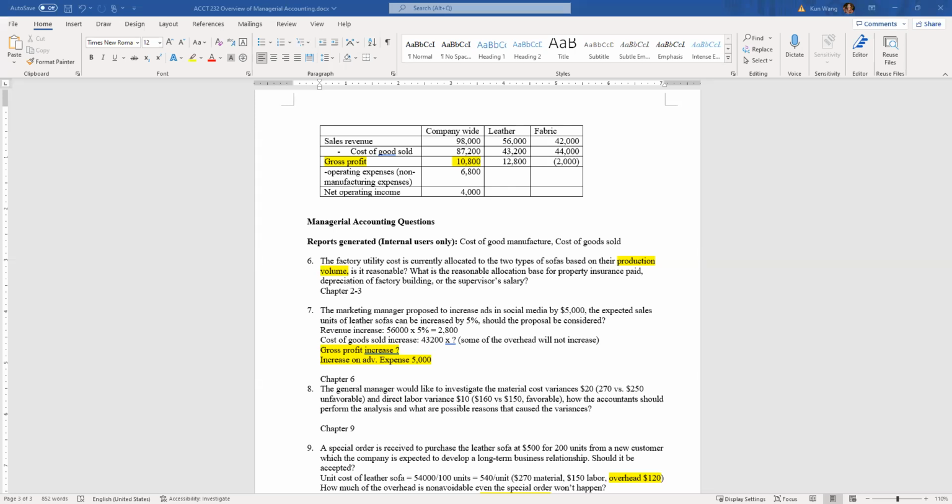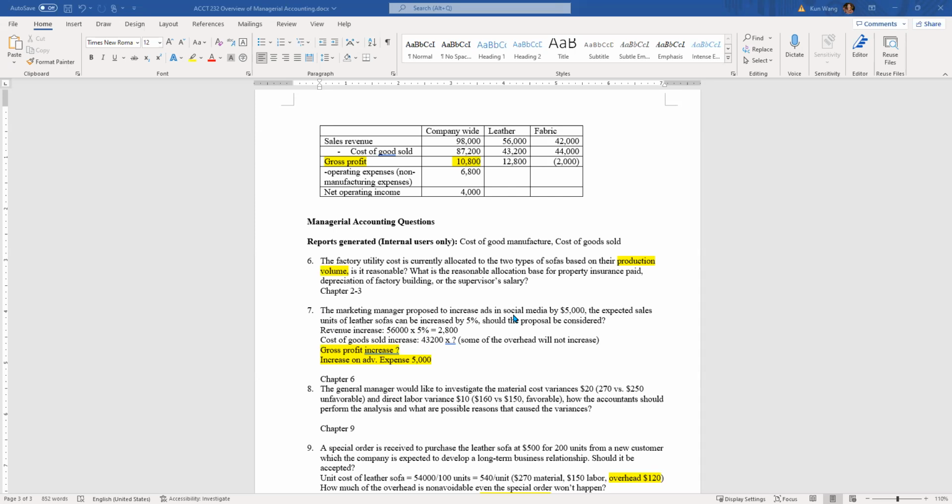For internal users, such as managers, we can offer the cost reports related to the finished goods or the cost of goods that have been sold to customers. So we call them the cost of goods manufactured and the cost of goods sold. These two reports are only for internal users because they represent the private secrets of the company's cost information to make the products and sell the products. You don't want the public to know this information, including your competitors in the market.